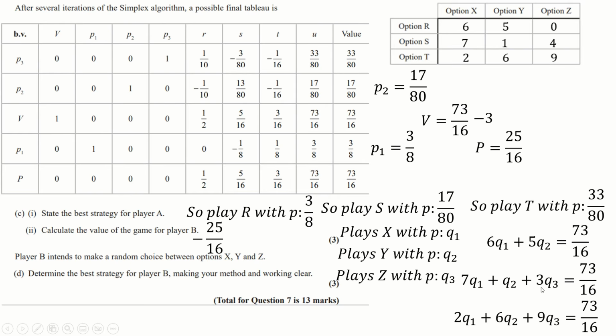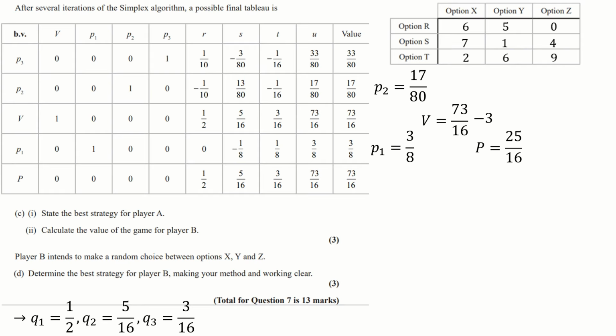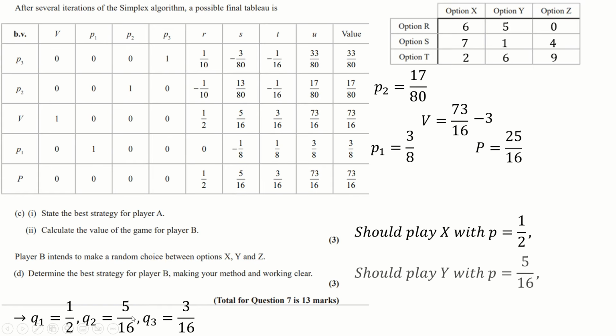Why have I got a 3 there? That's super annoying. That should be a 4, but I cannot be bothered to fix this or to re-record it. I'm just going to say out loud, that number there should be a 4. If you type this into a calculator correctly to solve a 3D simultaneous equation, you'll end up with these 3 numbers here. And be careful here, you actually need to write in context that player B should play X with this probability here, should play Y with this probability here and Z with this probability here. Not enough to just write down the probabilities like this. You actually needed to state them.